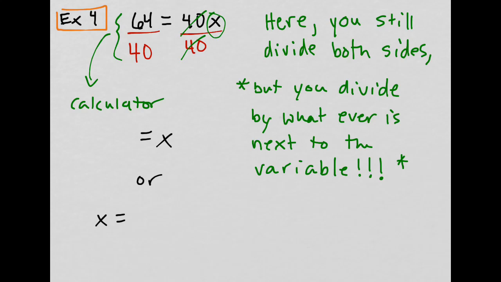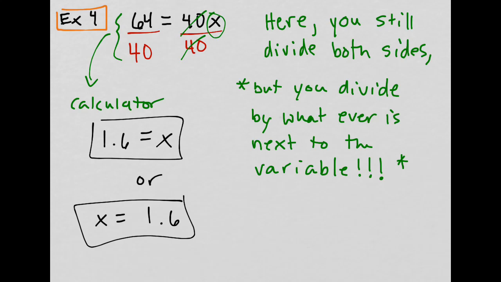So what does x equal? 64 divided by 40. If you do this in the calculator, you do the number on the top first, so it'll be 64, and then hit the divide button, and then 40. 64 divided by 40, that's 1.6. Those are both the same thing. And that's one-step equations with multiplication. That's all it is.